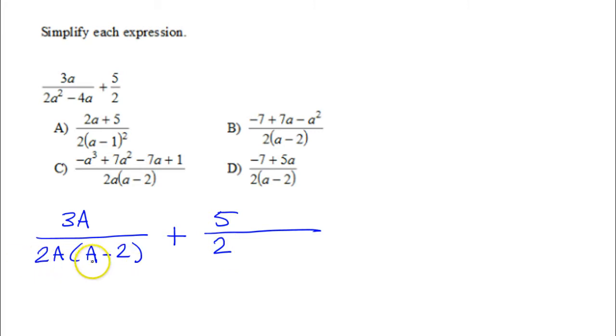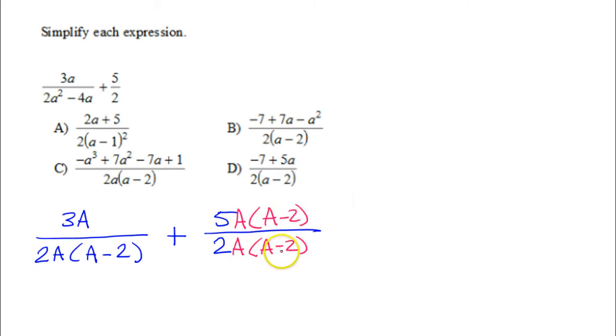Alright, and you can see if I did the distributive property, 2a times a would be 2a squared. 2a times negative 2 would be negative 4a. So it makes sense. So I need like denominators. They already have the number 2 in common. So they also will need a. Alright, which I can do as long as I put the same thing in the numerator as well. And this denominator will need an a minus 2, which I will have to put in the numerator as well.